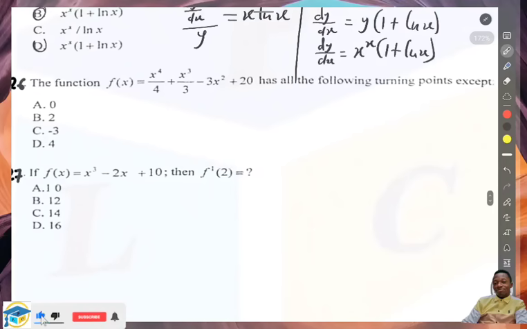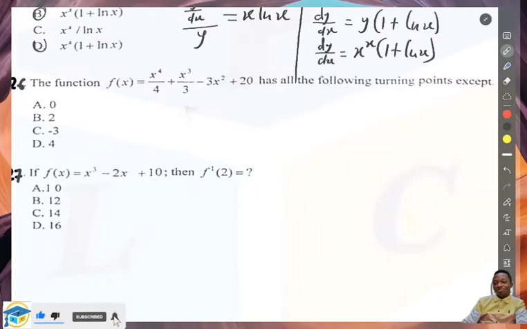The function f of x is equal to x to the power 4 divided by 4 plus x to the power 3 divided by 3 minus 3x squared plus 20 has all the following turning points, except. We said a turning point, the curve is at rest, and so therefore dy over dx should be equal to what? 0. Now I hope you remember that. So here, all I want to do is to find dy over dx and then find the values of x where dy over dx is equal to 0.